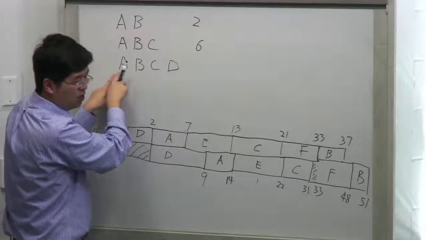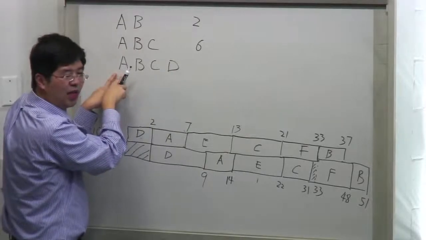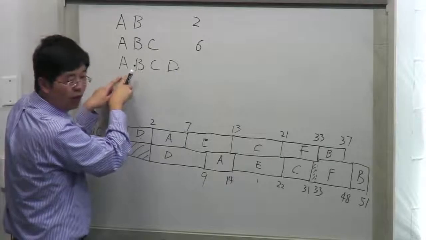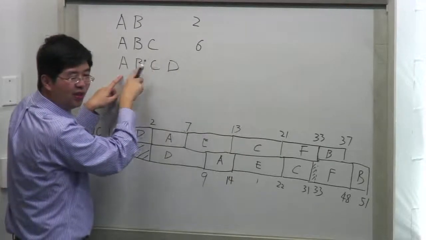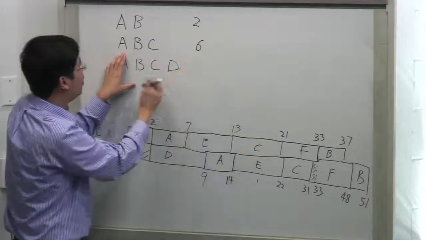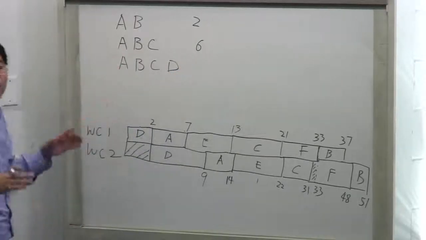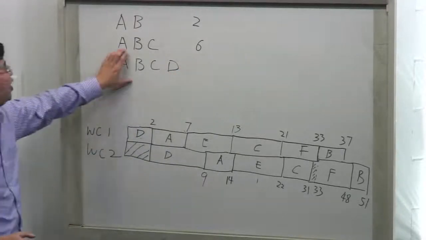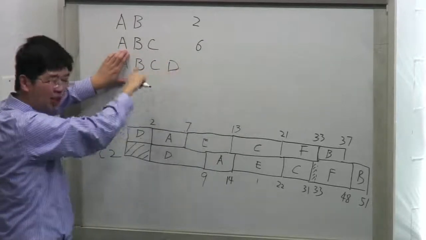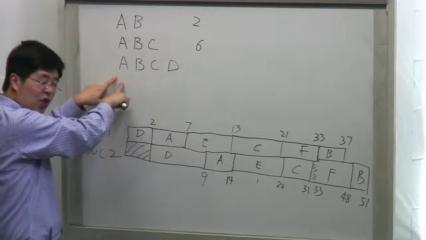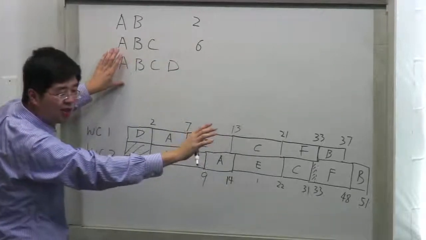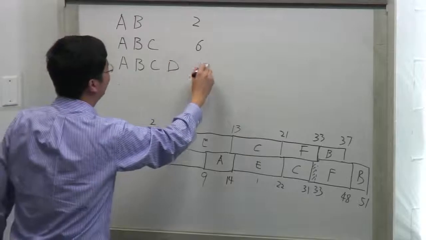What about the first position? What are the possible letters for the first position? 4. So it should be 4 times what? 4 times 6. If A is in the first position, we have 6 possible sequences for B, C, D. If B is in the first position, we have 6 different sequences for A, C, D. So that's 4 times 6 is 24.